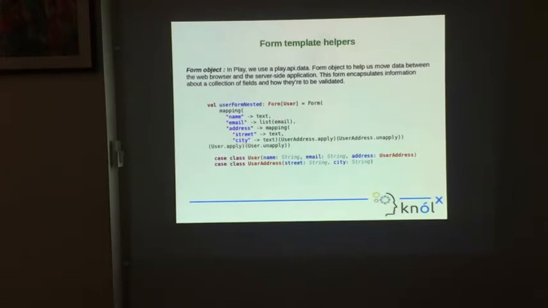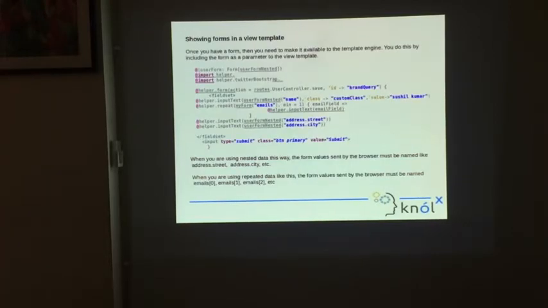Maybe for the address field we have to enter dot text because that will be nested, so user address dot street and address dot city.